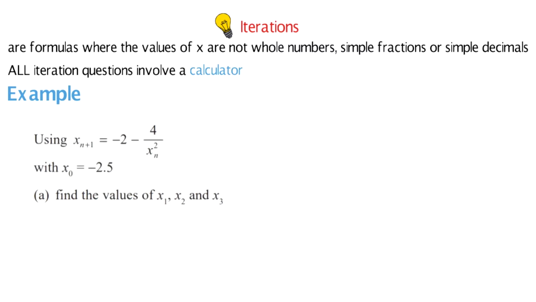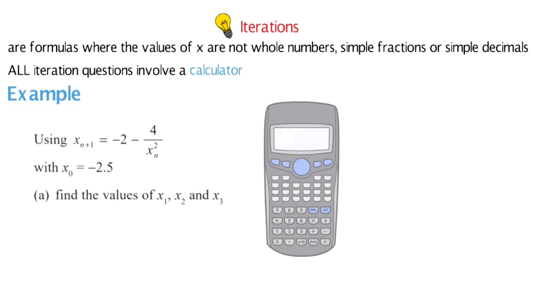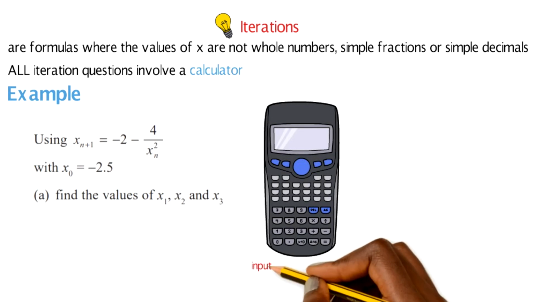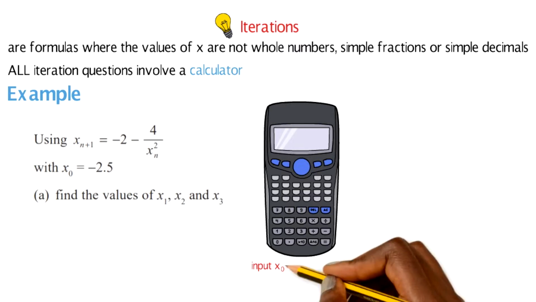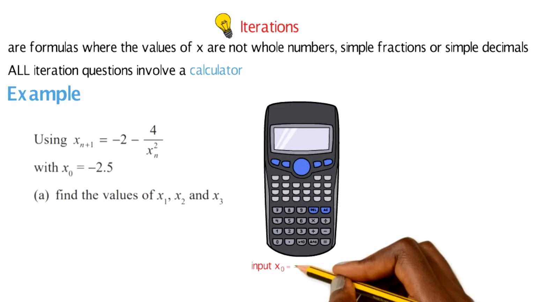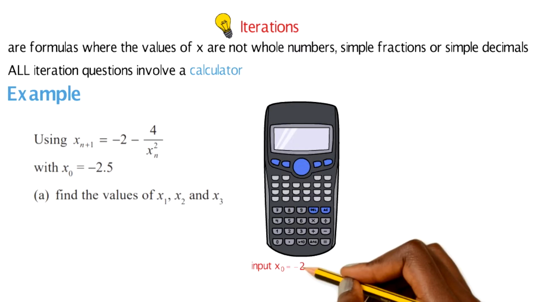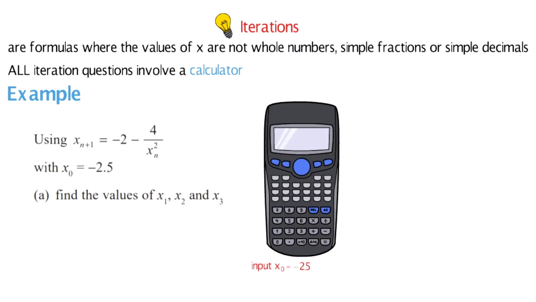So here's an example. They've given us this equation, they've told us what x0 is, in this case it's minus 2.5, and they want us to work out the values x1, x2, and x3. So here's our calculator. The first thing to make your life easier is to type the value they've given you for x0, which in this case is minus 2.5, into your calculator, and press answer. There's a reason why I'm asking you to do this. It's just to make your life easier.